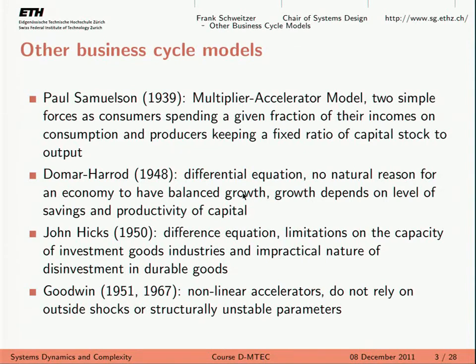The first one is Samuelson. It's a very interesting model, very simple, in fact. That's why it's interesting. So he simply assumes that consumers always consume a fraction of their income. This is called the multiplier concept. So you multiply the income by a fraction, and this is what you consume at each time step.